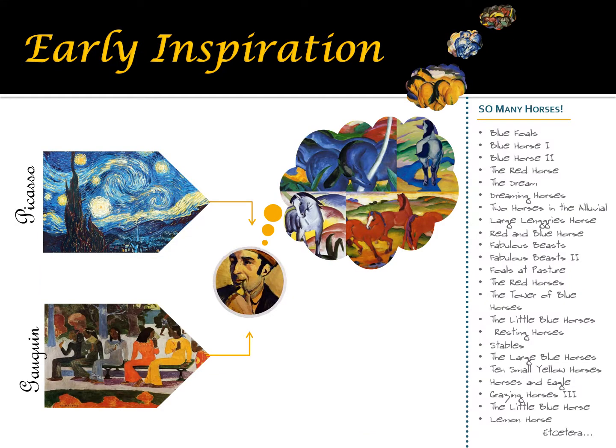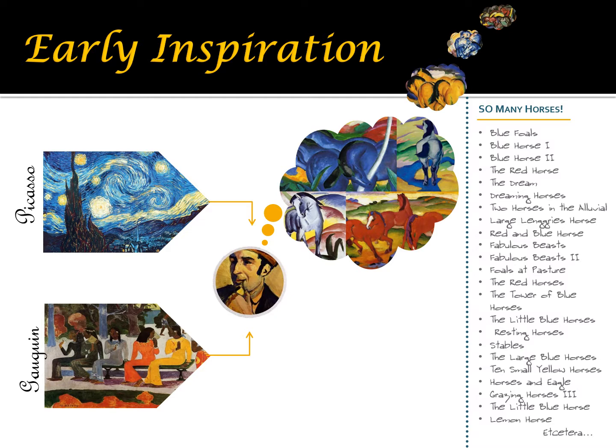On this slide, we talk about how Franz Marc, while he was in Paris, saw Picasso and Gauguin and found their use of color and shape inspiring. In fact, it was an inspiration for his continuing series of horses. And if you look on the right side of the slide here, this is a ginormous list of a bunch of titles that include horses.